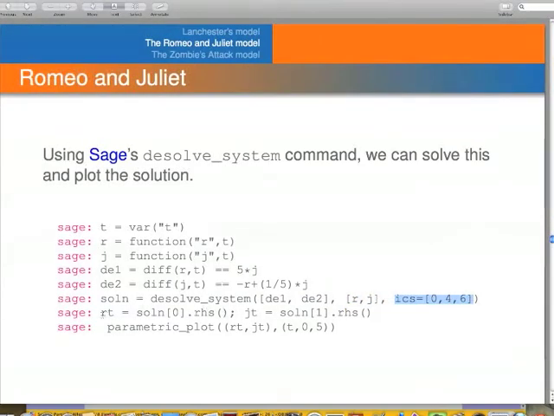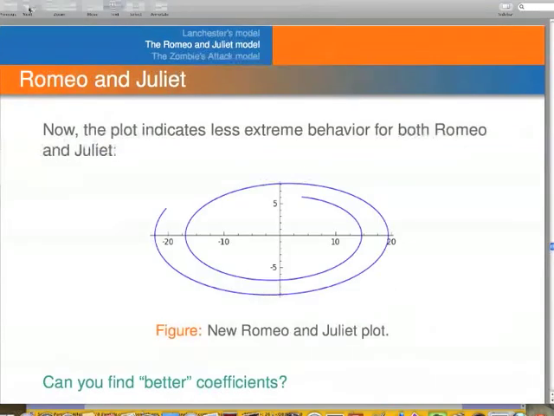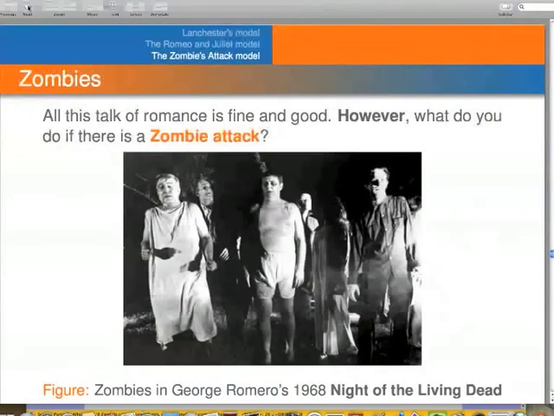And then you get a pair, you can read them off this way, it turns out. And then you can plot them. It's not so bad, less extreme behavior. But I challenge you to try to find better coefficients, and it's fun to play with that model. Let's move on to zombies.